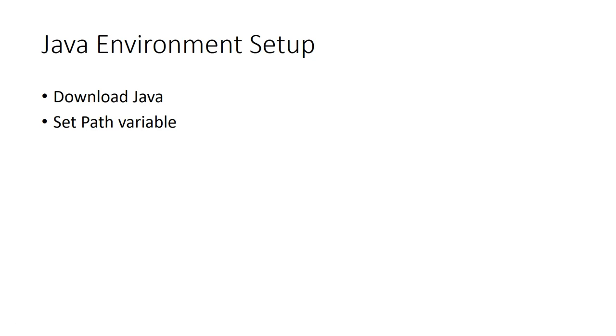Today I will show you how to set up Java environment on Windows 10 operating system. First of all, you need to download Java environment from the link that I will provide you in the description and set the path variable. So guys, let's get started.